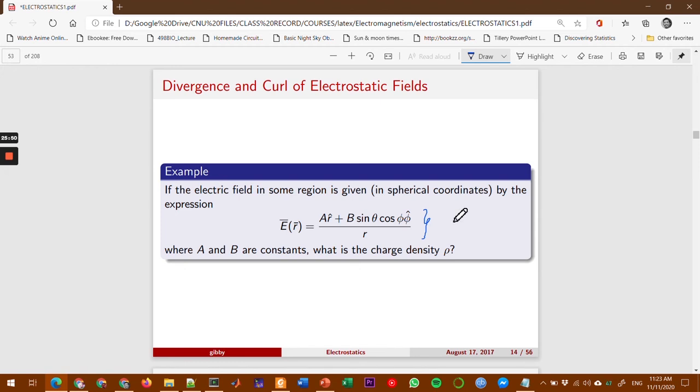So we were able to solve this problem. We were able to get rho, the charge density, for this problem by using the differential form of Gauss's law.